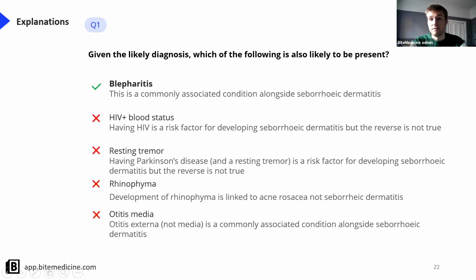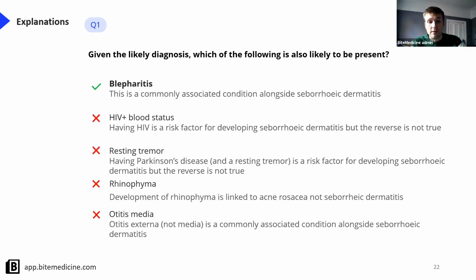These are classical features of the nasolabial erythema with overlying scale, as well as spreading out to the cheeks, and also in the hairline, causing dandruff. Now, the commonly associated problems that you get with seborrheic dermatitis are two: blepharitis and otitis externa. The otitis media was an option here, that would be incorrect. Otitis externa is correct. Rhinophyma, we've said, is linked to acne rosacea, not sebderm.